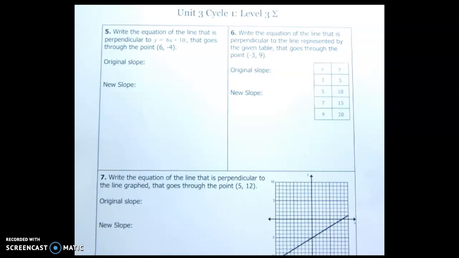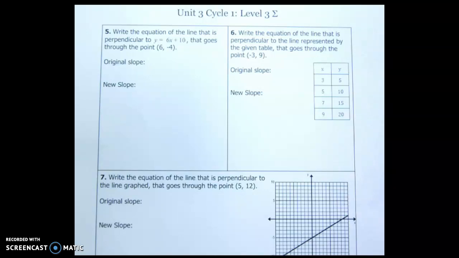Okay, this is Unit 3, Cycle 1, Level 3, Sigma continued. This is number 5, 6, 7, and 8. Sorry I couldn't fit it all on one. Alright, so it's still working on parallel and perpendicular lines that are parallel and perpendicular to another line.